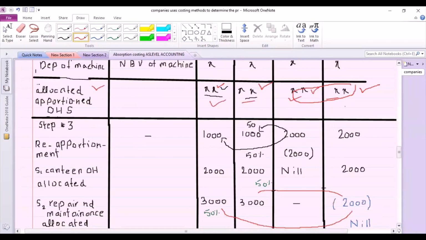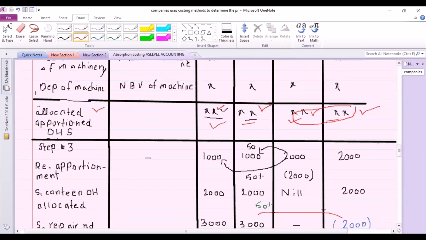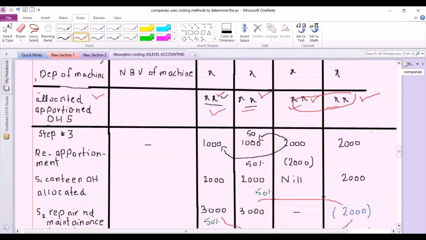And why are we doing this? Because a service department is not producing anything. A production department is producing maybe bags, maybe pens. It depends which type of factory it is. Production department 1 and production department 2 are producing a lot of products here. So the service department is not responsible for the cost. At the end, in the reapportionment step, service departments should charge their cost to the production departments.